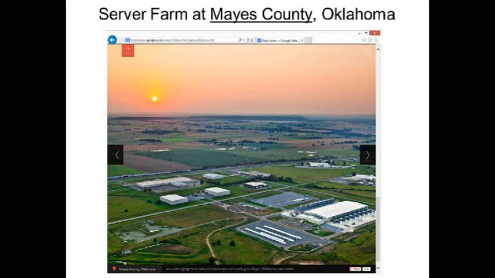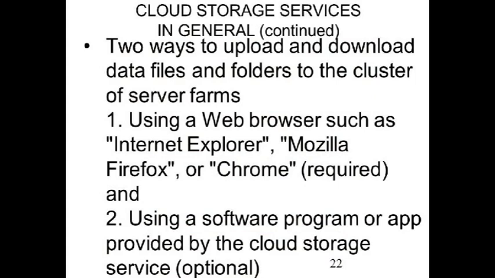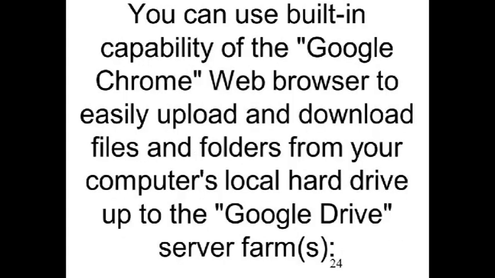On your side, you either need a web browser such as Internet Explorer, Firefox, or Chrome, or you need the vendor-specific software program to access the files that you have stored or are going to store in a cloud service. And let's take a quick example of using a web browser to upload and download files from your computer's local hard drive up to a server farm or a series of server farms. The best one out there in terms of ease of use is Google Chrome, and using it to access the Google Drive server farm system.